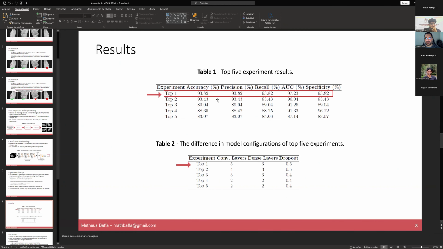So the top 5 results we got, the best one achieved 93% accuracy, and our recall sensitivity was 93 as well. The other ones are very similar in the top 5, but what changed between these models are the number of convolutional layers, the number of dense layers, and the dropout amount. The activation function and optimizer were the same in the top 5, but by just changing this configuration, we got very different results.